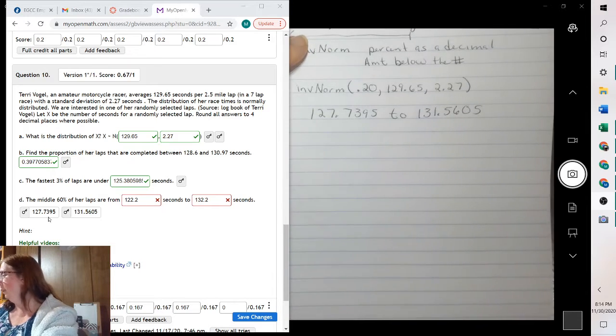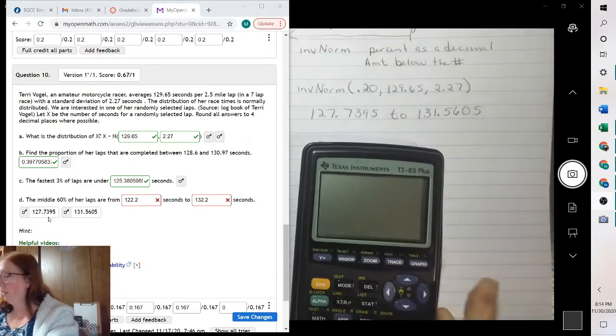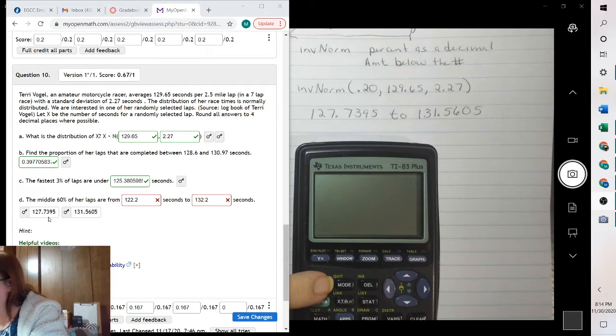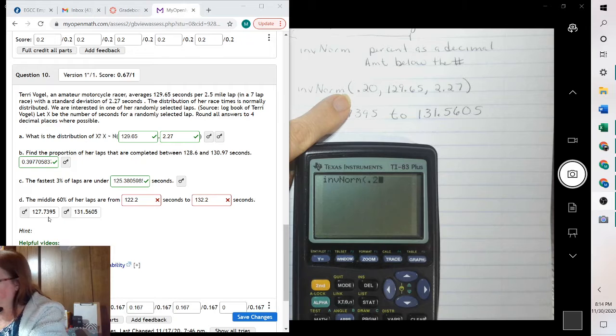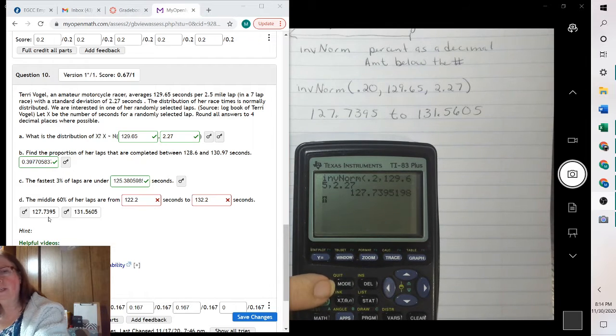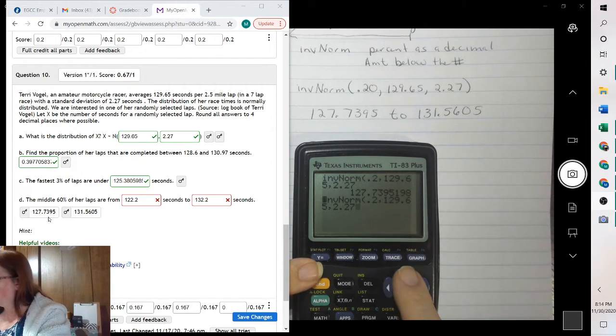When you're doing it in the other calculator, it's similar. It just doesn't tell you what you need. So when you go in, you have to type it all. If you want the lower one, 0.2, comma, 129.65, and 2.27. Then you can hit second and enter. Go back up and make your 2 an 8 and get your other number.